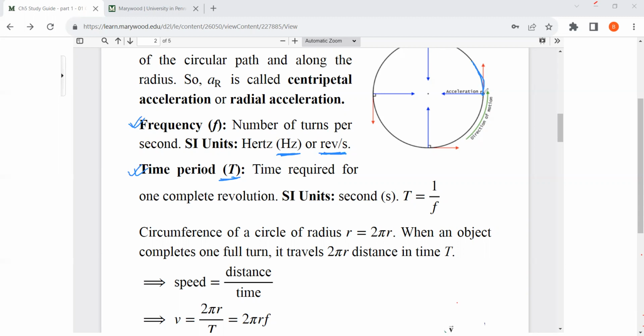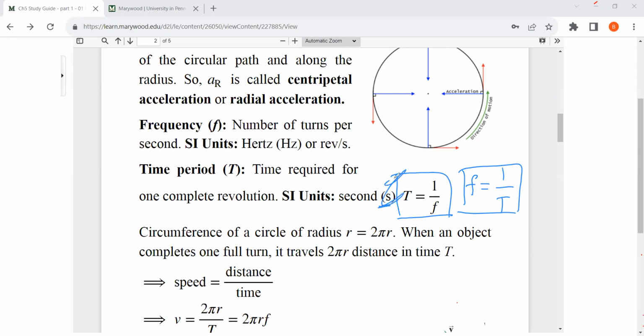On the other hand, the frequency is the number of turns in 1 second. They are very close, but not exactly the same, but they are related. And how are they related? They are related by this equation. Time period is equal to 1 over frequency, or frequency is equal to 1 over time period. So both are correct. And because the time period means the time, its standard international unit is second.